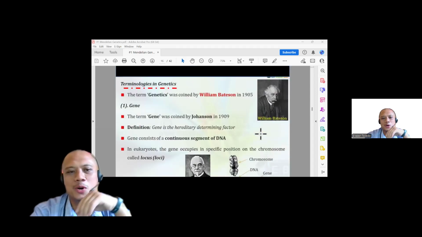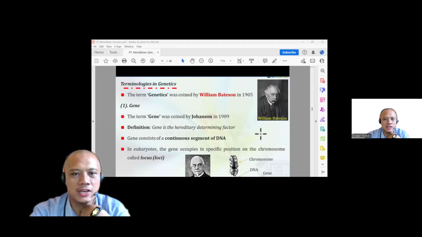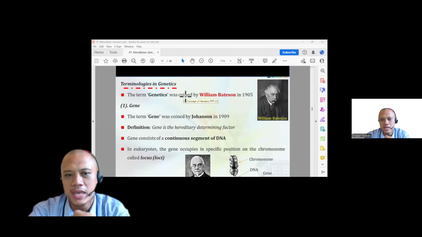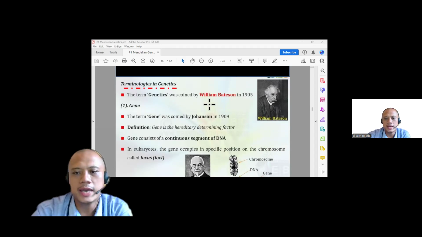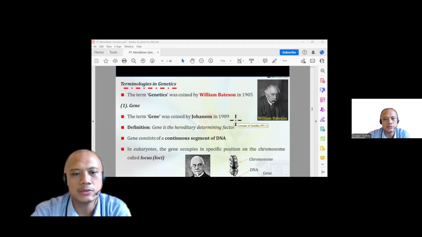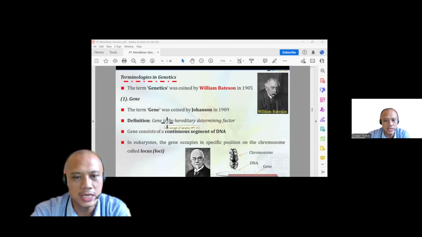Now here we go with the terminologies. Coin, this is a very good term. I love this word. Coin, which means that a person made that word. The term genetics was coined by William Bateson. The term gene was coined by Johannsen, 1909. The definition: a gene is the hereditary determining factor.